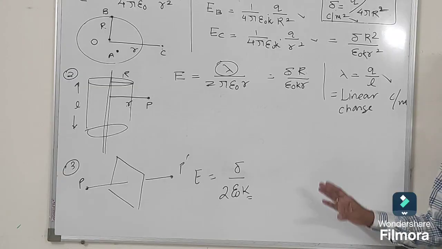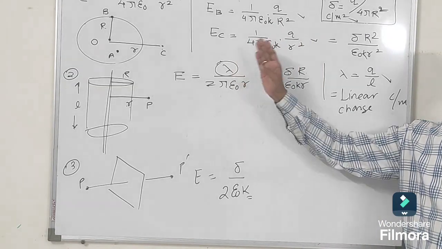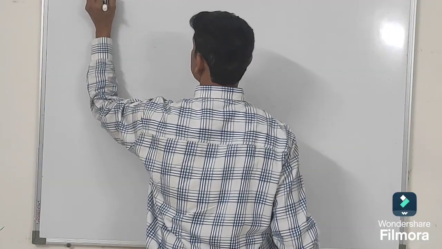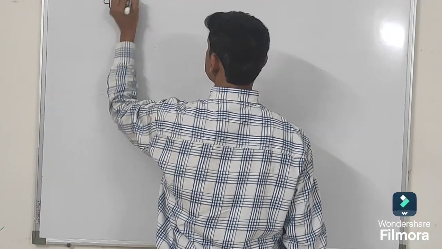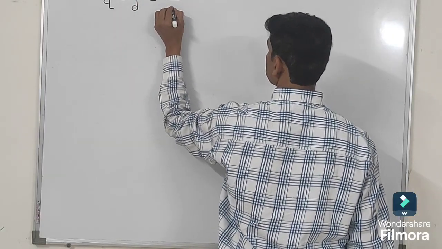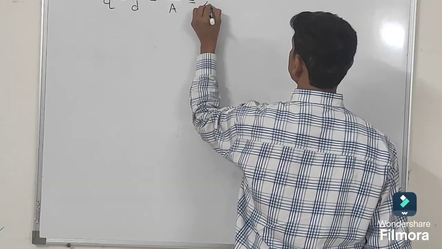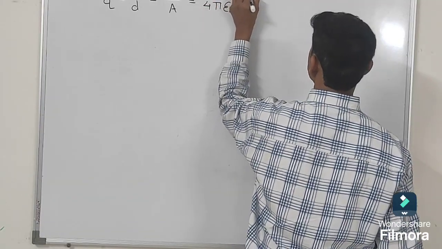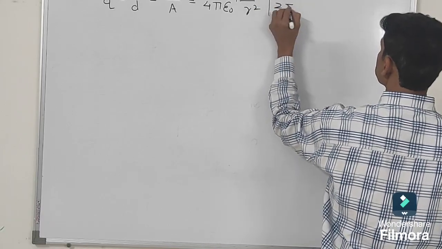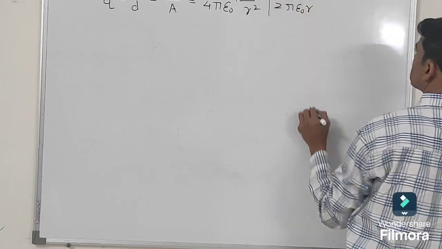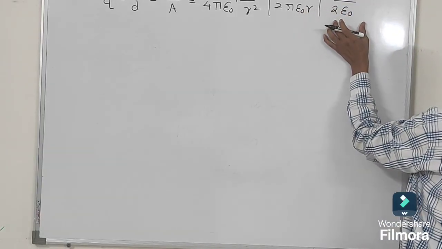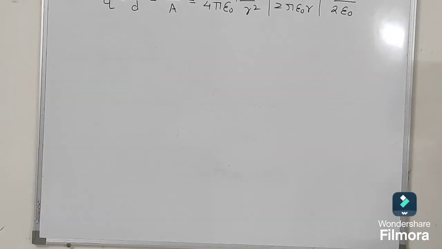So the electric intensity at any point situated near a charged sphere, charged cylinder, and plane lamina is force upon charge, electric potential upon distance, or electric flux upon area. It is 1 upon 4 pi epsilon 0 Q upon R square for a sphere, lambda upon 2 pi epsilon 0 R for a cylinder, and sigma upon 2 epsilon 0 for a plane lamina. These are different formulas for electric intensity.